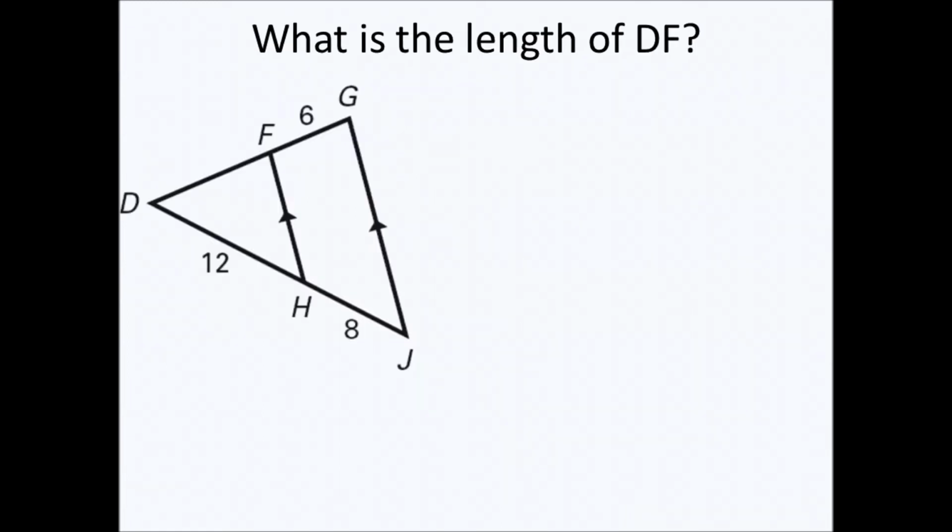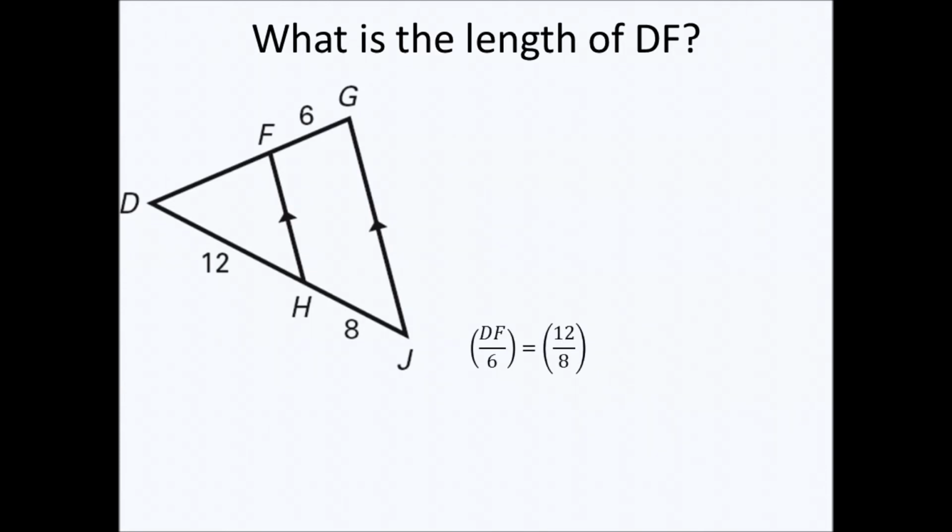What is the length of line segment DF? The first step is to look at line segment HF and JG and to see that they're parallel to each other. Therefore, due to the triangle proportionality theorem, we know that the segments of the larger triangle are proportional to each other. Therefore, line segment DF divided by 6 is equal to 12 divided by 8.